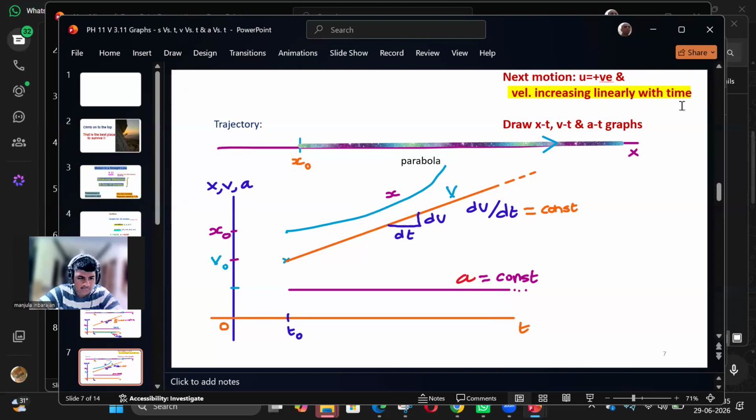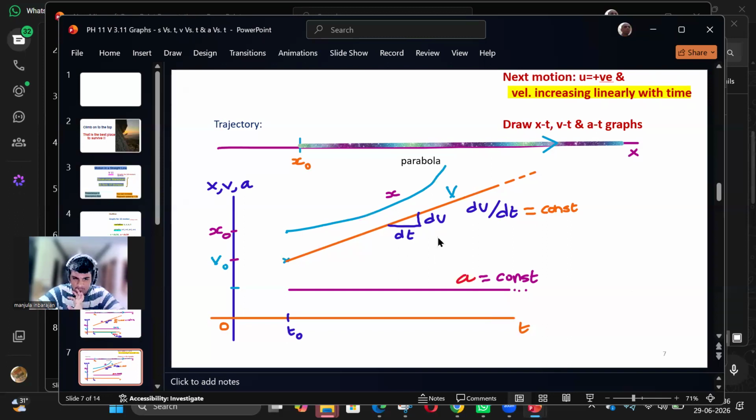And since velocity is increasing linearly with time, that means velocity is increasing in a straight line. That's the meaning of v linear. We can also increase it as a curve. That will become complicated. First, we are doing simple things. So I'll make v increase as a straight line.